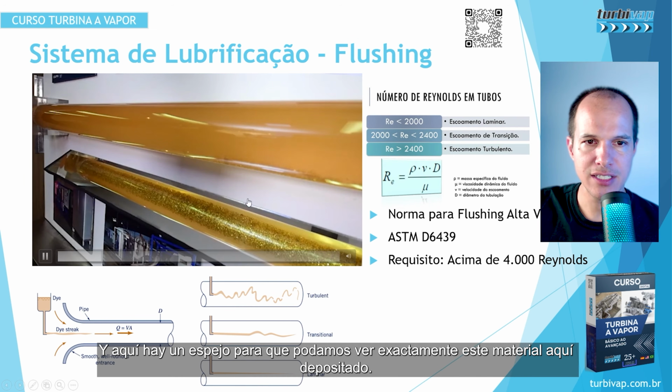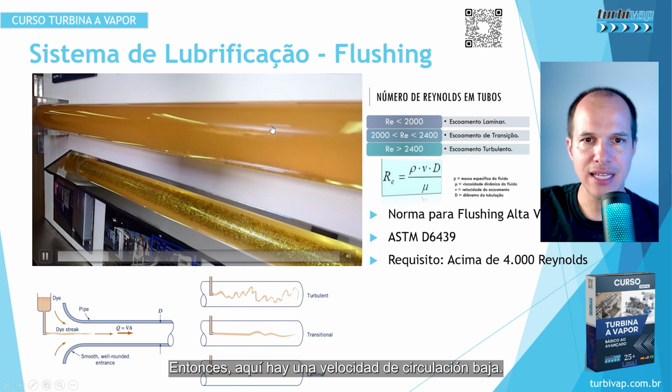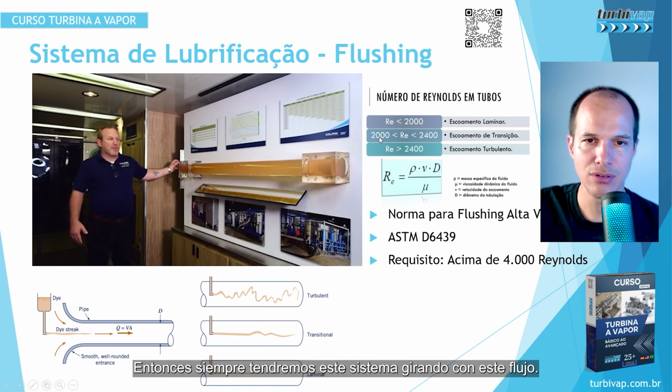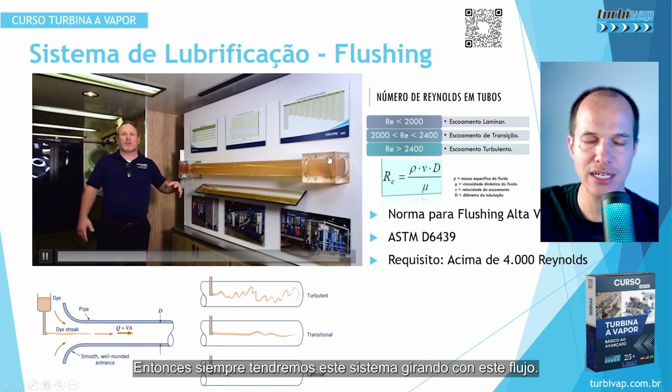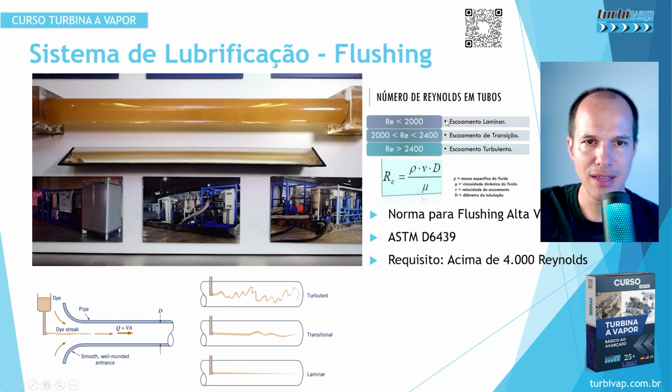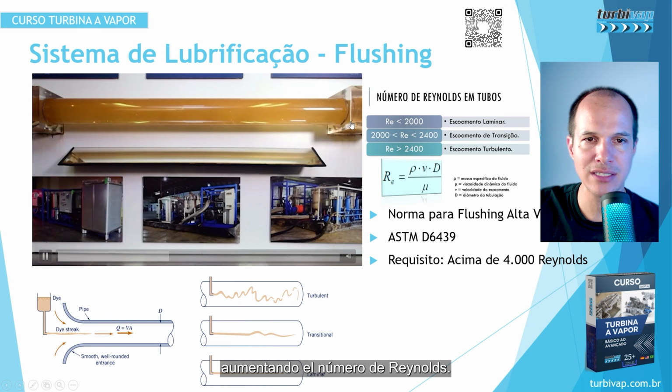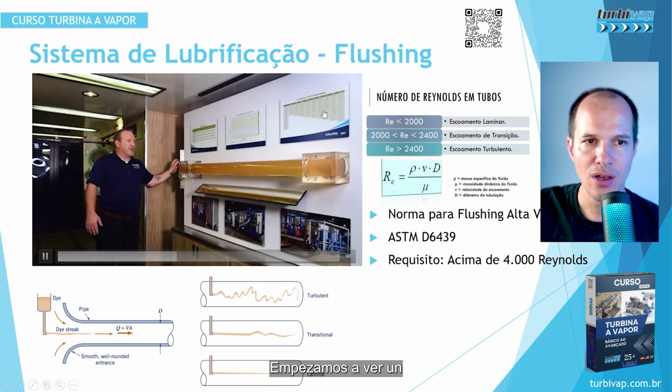So here we have a tube inside. The fluid circulates here by a pump that's behind, and in here it has glitter to simulate deposited material. Here there is a mirror so we can see exactly this material deposited. Here there is a low circulation speed. Laminar flow, for example, is typical of standard turbine system pumps. So we will always have this system rotating with this flow.